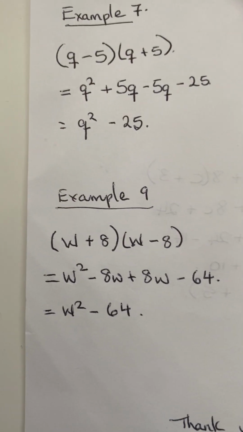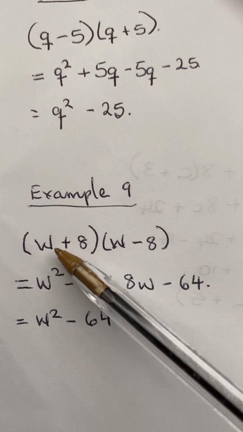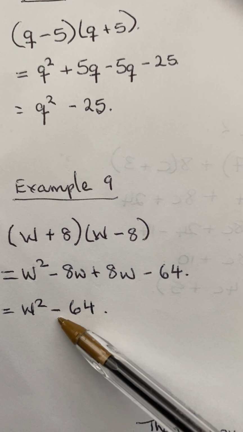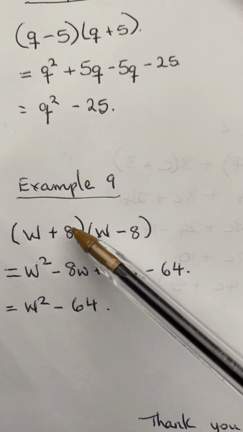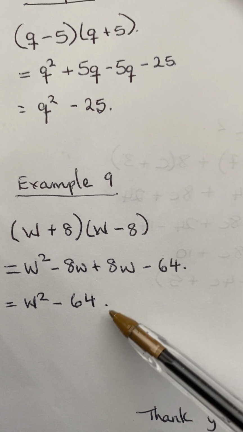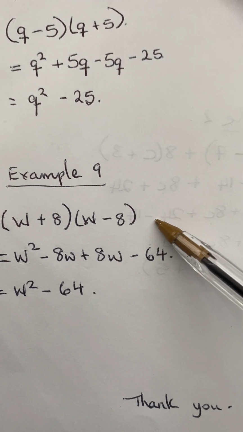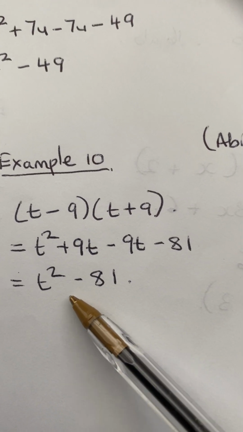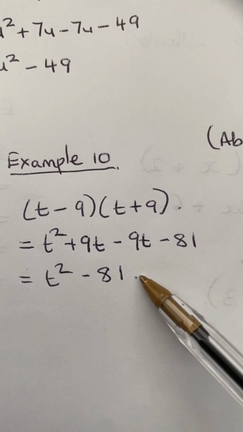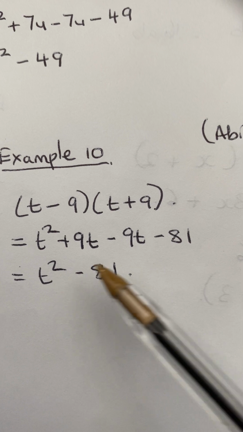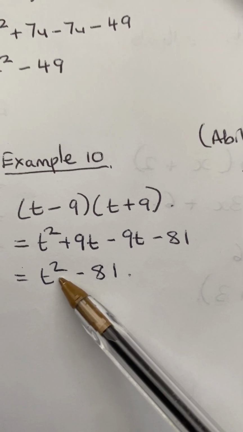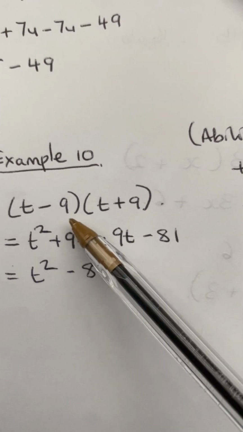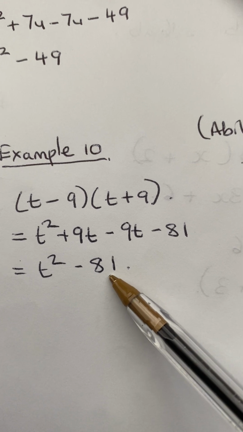Look at this one too, difference of two squares. So (w minus 8)(w plus 8). So you can go from this step to that step. This also, look at the answer we got, difference of two squares. So you can go from there to (t minus 9)(t plus 9), because 9 times 9 is 81.